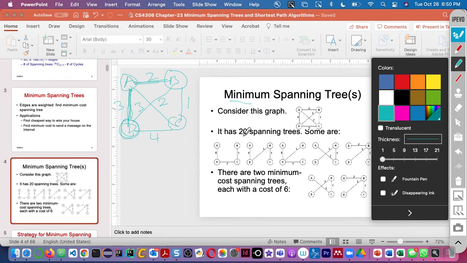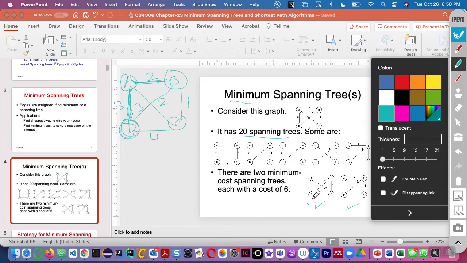You can try that. There will be about 20 spanning trees for this one, and among them, 1 and 2 will be the minimum spanning trees. It depends on the situation. There may be one or more, but at least there will be one minimum spanning tree. For the same graph, there may be more than one. We will see a few more in our examples. So a minimum spanning tree is a spanning tree that has minimum cost or minimum loss.